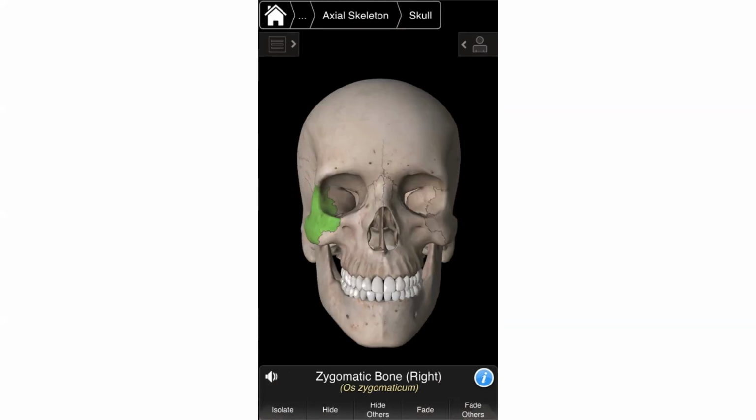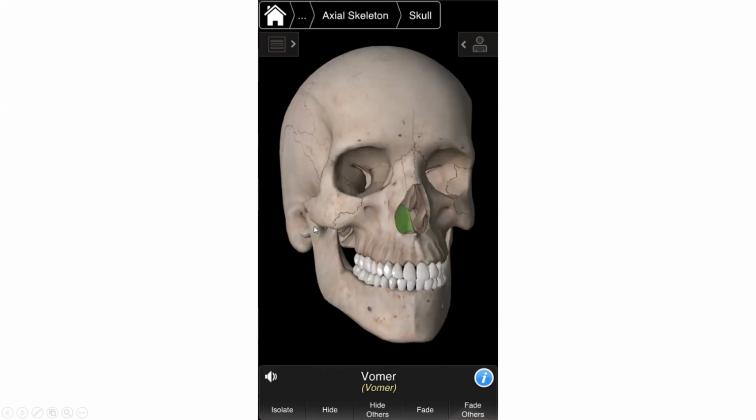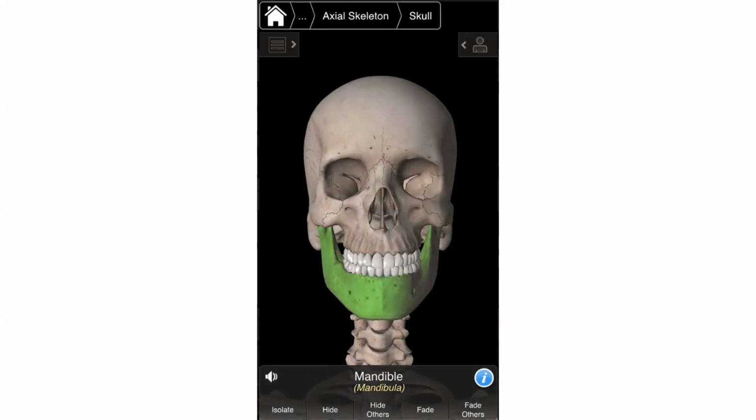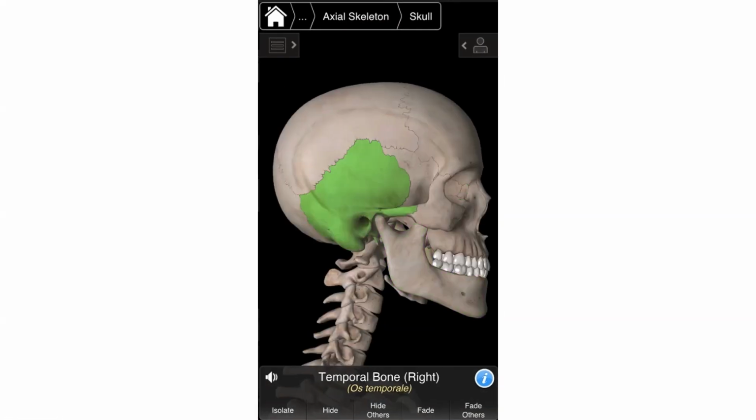Then we got our zygomatic bone. So the zygomatic bone is one that makes up most of the arch of your cheek, and it's actually going to run into the temporal bone. So I'm going to go back a few slides to the temporal bone. There's our temporal bone.